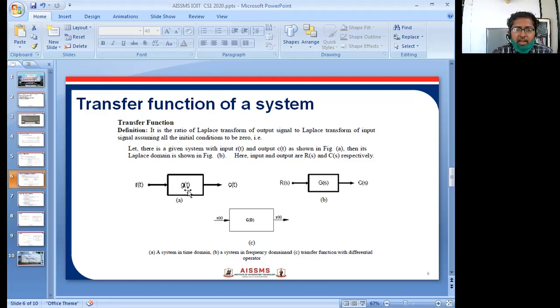So r of t, and this is g of t. G of t is the gain of the system. Then there will be c of t. C of t is the output of that system, or you can say the control output of that system.